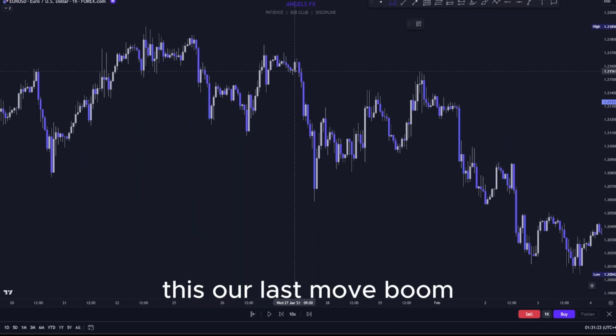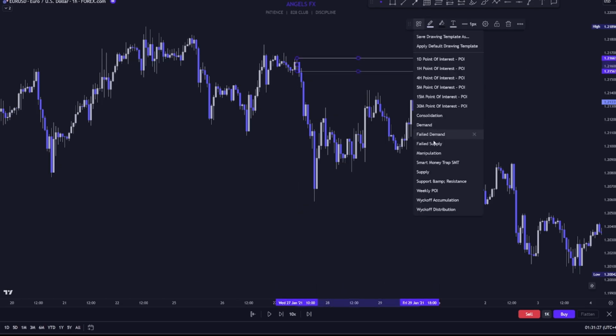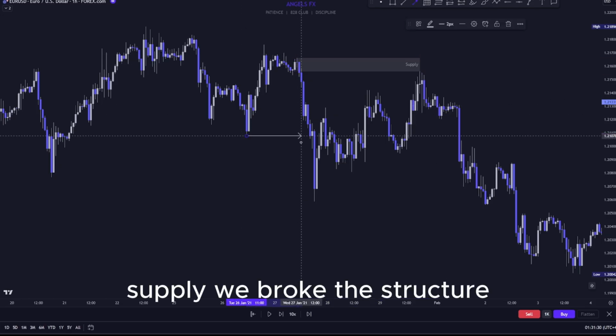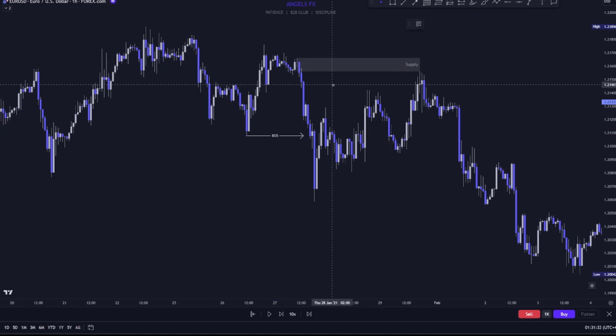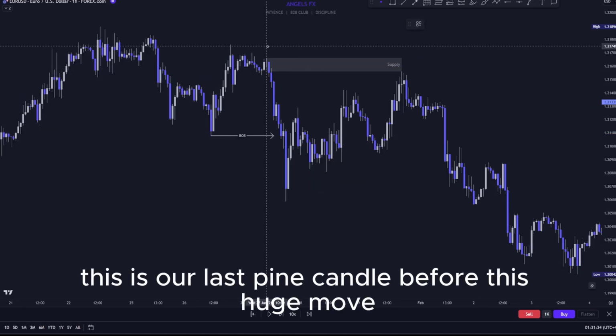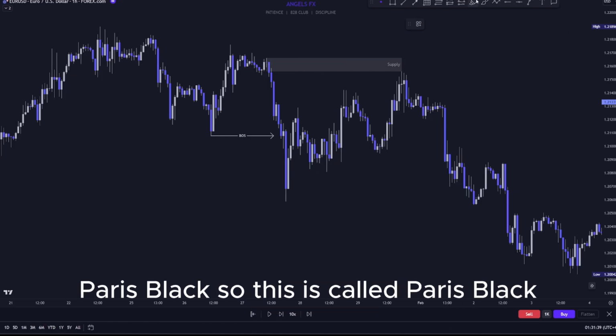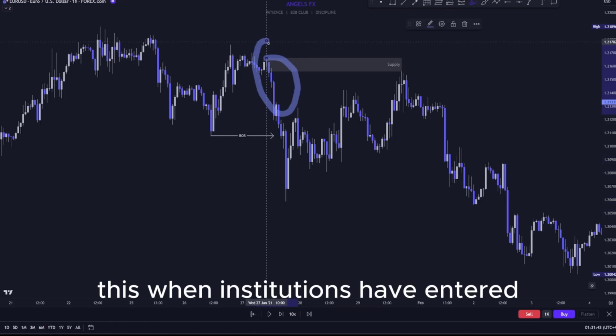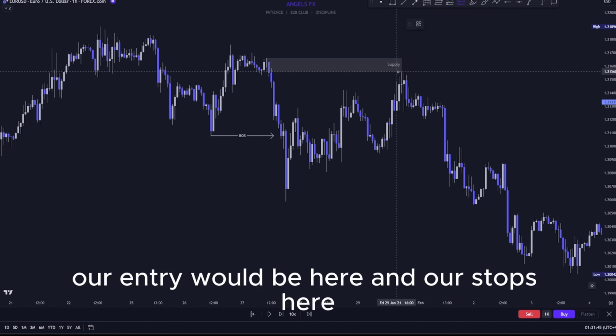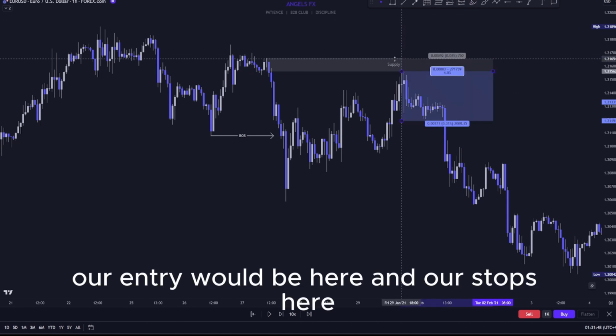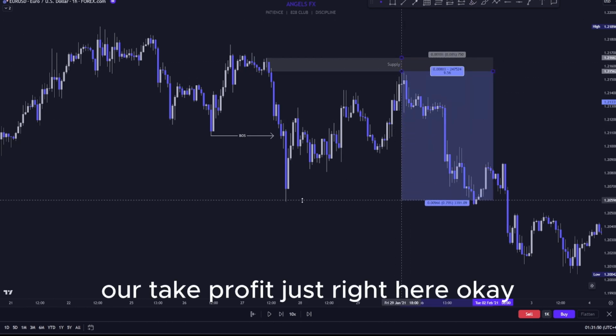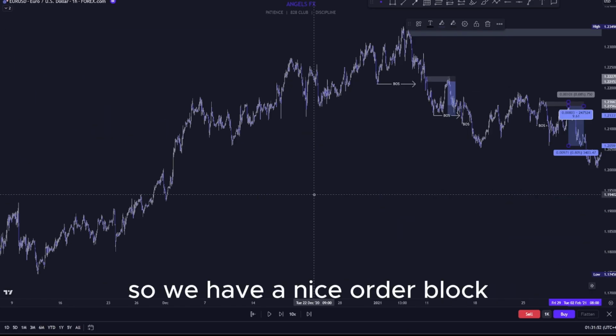This is our last move. Boom. Supply. We broke the structure. This is our last buying candle before this huge move, the bearish leg. So this is called a bearish leg. This is when institutions have entered. Our entry would be here, and our stop here. Our take profit just right here. Okay. So we have a nice order block.